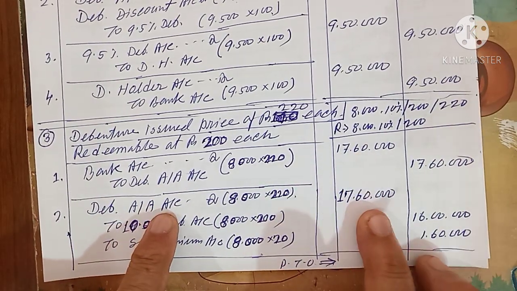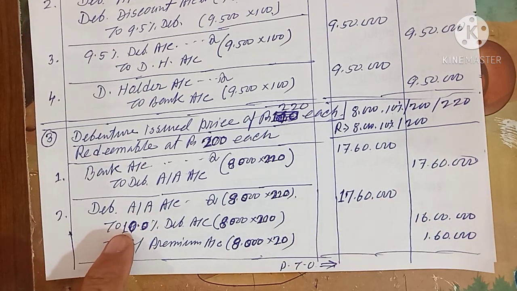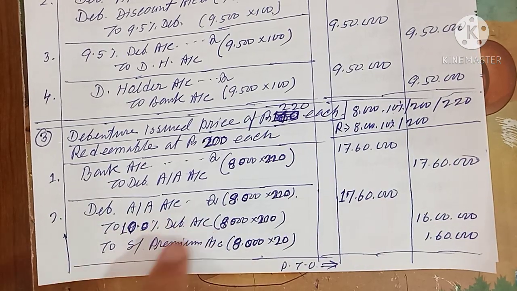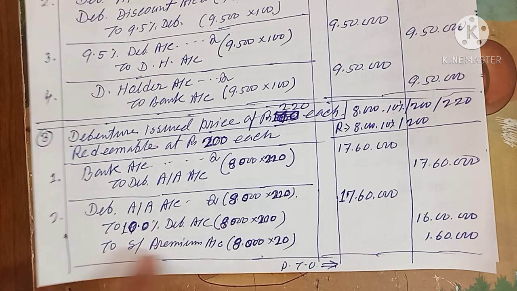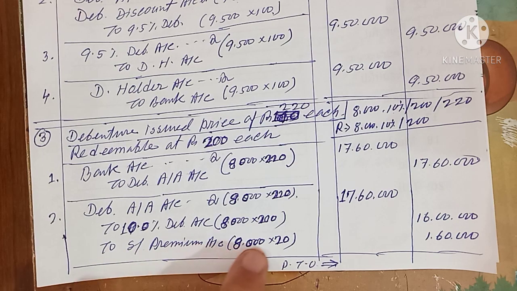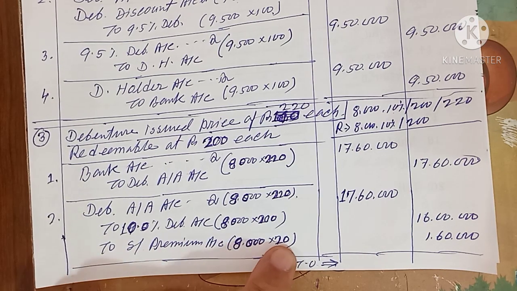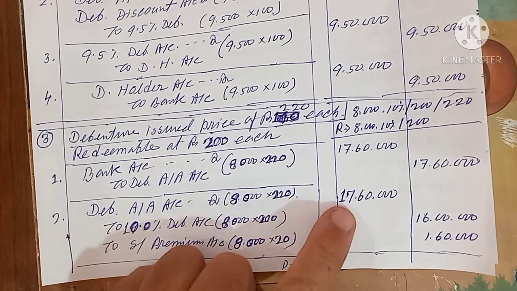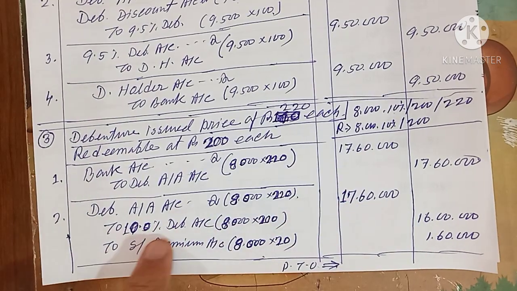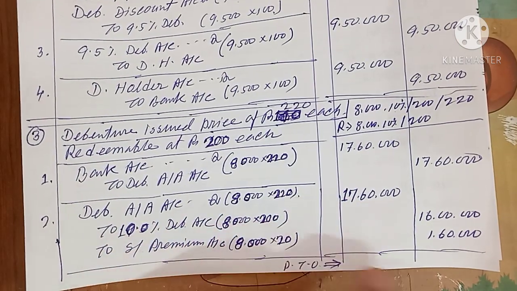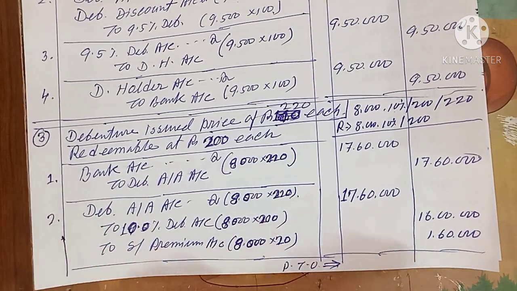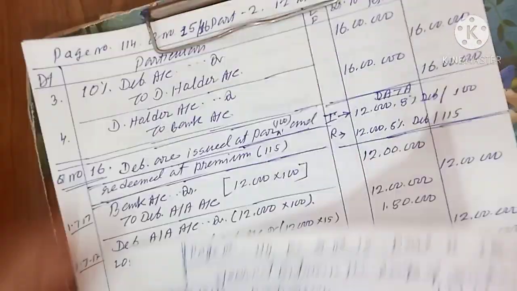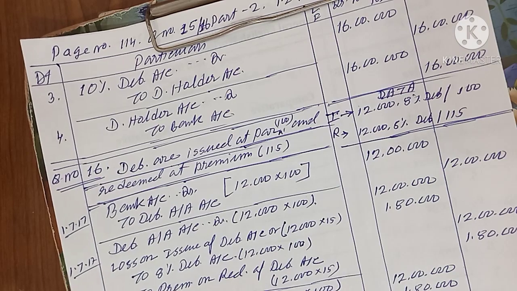Next journal: debenture application and allotment account debit, same thing, 17,60,000, to 10% debenture account and to securities premium account. This is 10% debenture account of your face value, and securities premium is your credit, that is 20 rupees. So 8,000 into 220, 17,60,000, to 10% debenture account, 8,000 into 200, 16 lakh, to securities premium, 8,000 into 20, which comes 1,60,000. These are the two journals we have passed for issuing the debenture.